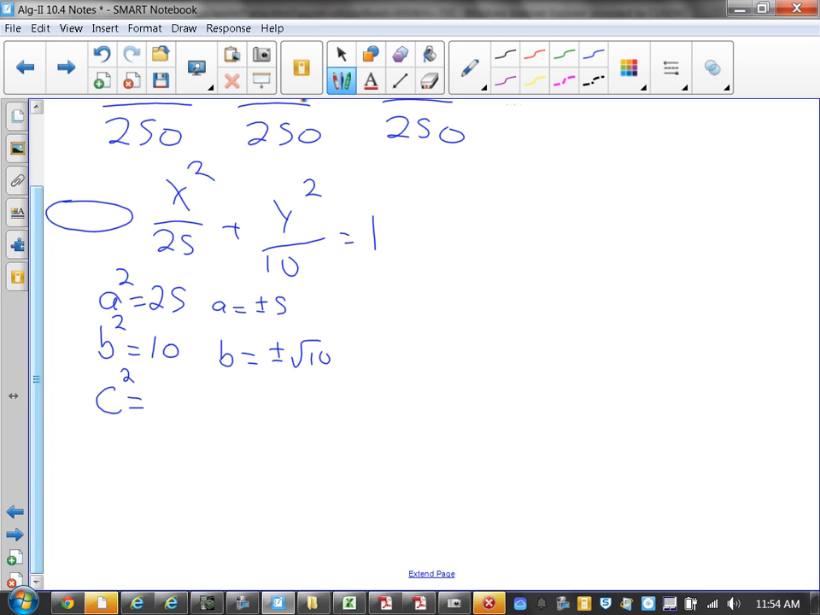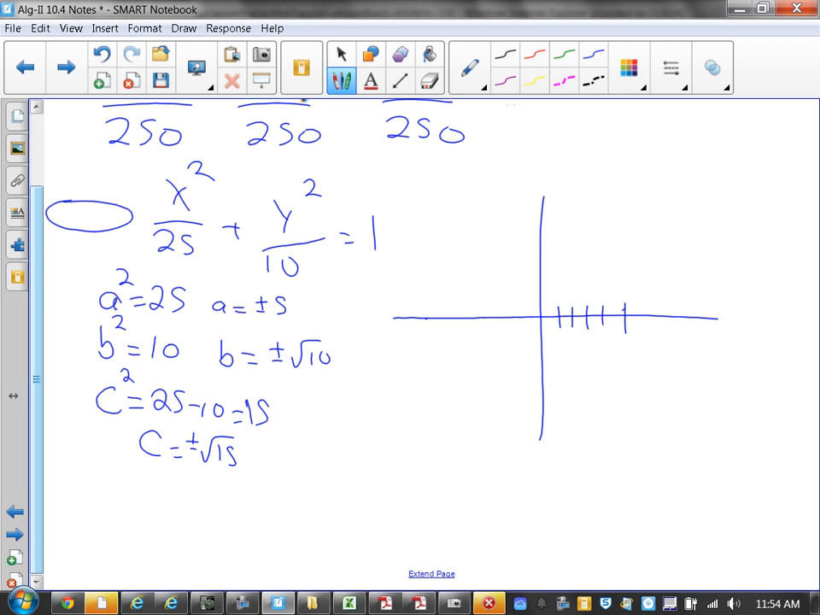C squared is going to be 25 minus 10, which is 15. So C will be plus or minus root 15. And this is okay. What I want you guys to understand is that decimals, or roots, and all that stuff, they're numbers too. All we're doing is getting a visual representation of what it is. I'm stretched left, right. 1, 2, 3, 4, 5.